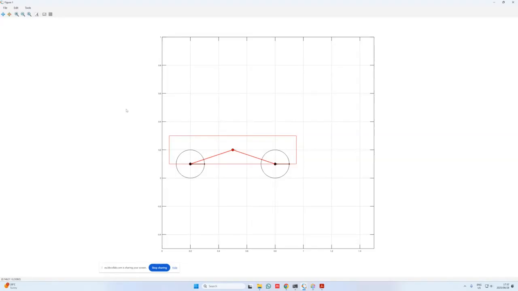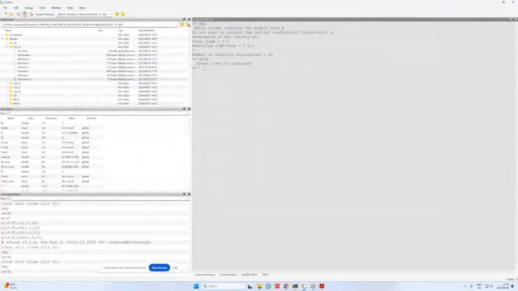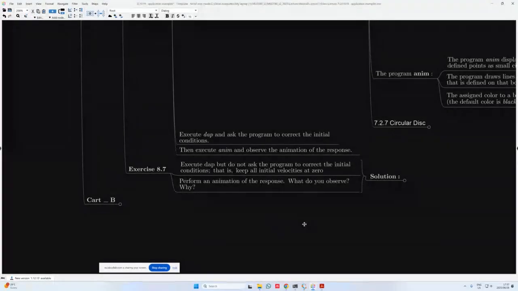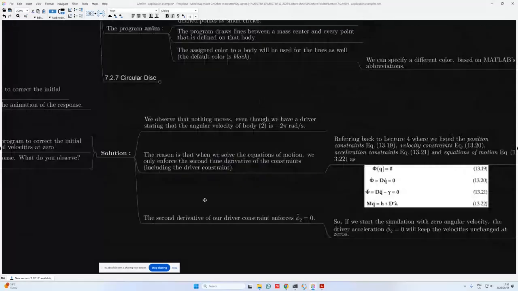Okay, so in this case, we can see that nothing is happening. The system is remaining stationary. We don't see the cart moving from left to right. And our animation has also now terminated. So what would be the reason behind this? Well, if we look at the solution, we observe that nothing moves, even though we have a driver stating that the angular velocity of body 2 is minus 2 pi radians per second.